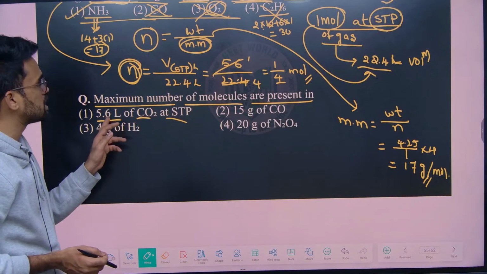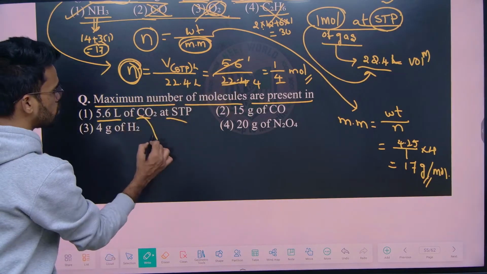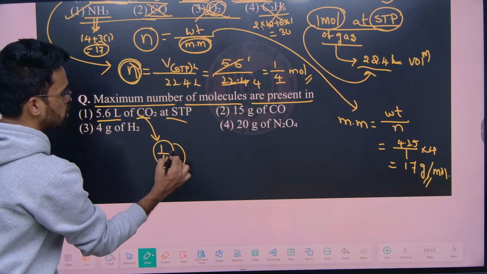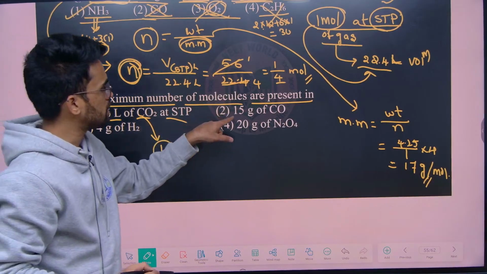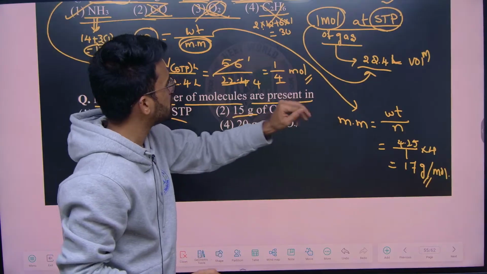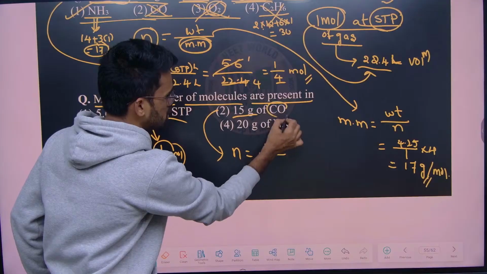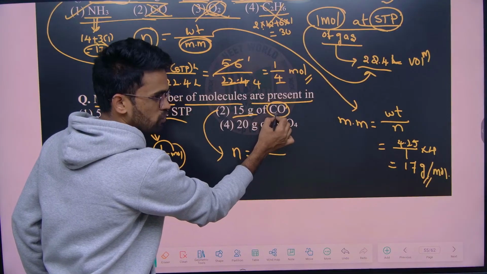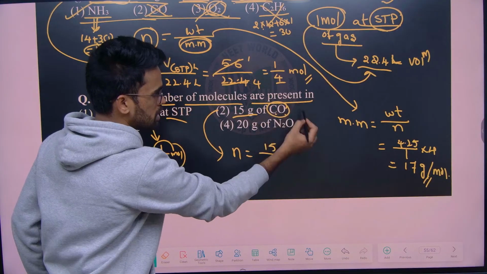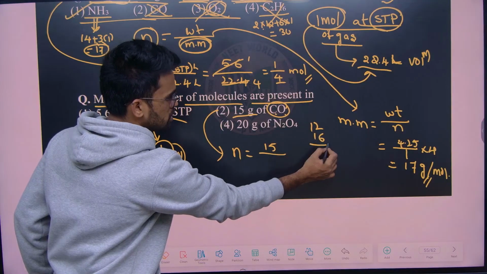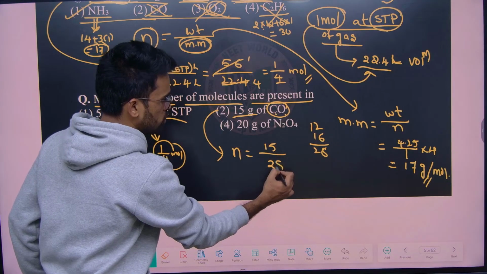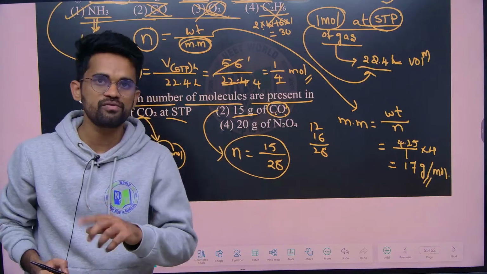See, 5.6 liters means how many moles? 1 by 4 moles we got here. 1 by 4 mole you can say. Okay, and this weight is given. From that you can find the number of moles. How can you find the number of moles? Given weight 15 divided by the molar mass of CO. So carbon 12, oxygen 16. So total is how much? 12 plus 16, so it will be 28. So take 28 here. Like this you find the number of moles first.